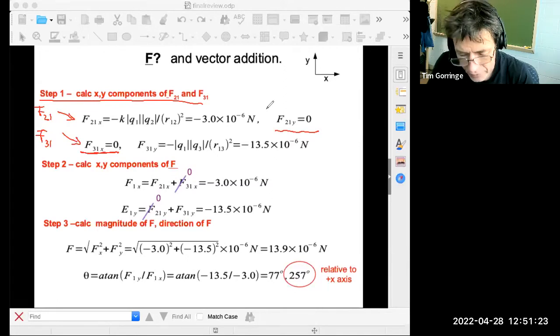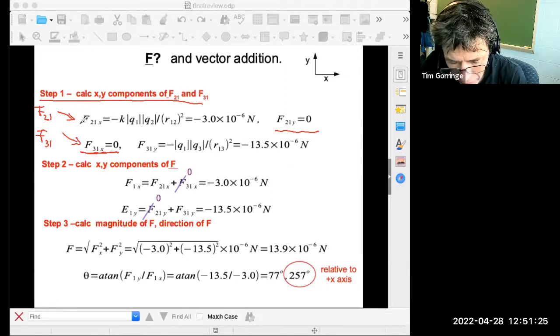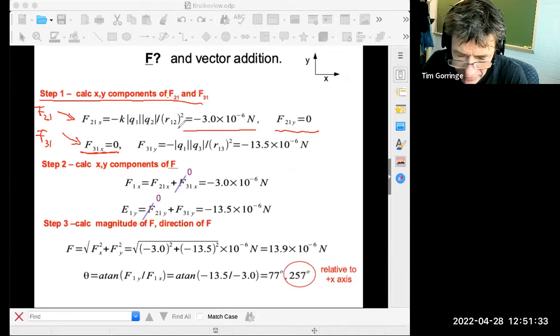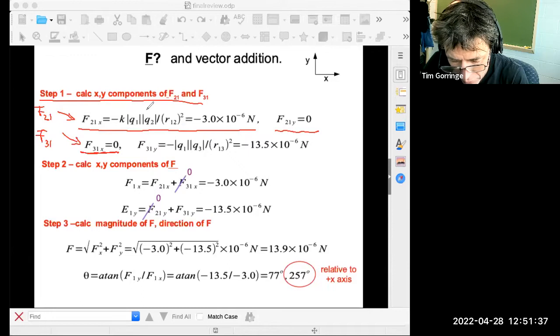Noticing that, we quickly know that in each case, one component is 0. And actually, the entire strength of the force between charge 2 and charge 1 is in the horizontal direction. So I can use Coulomb's law here for the force in the horizontal direction: the magnitude of the product of the charges divided by the square of the distance between them, times the Coulomb constant. That will give me the size of that force.